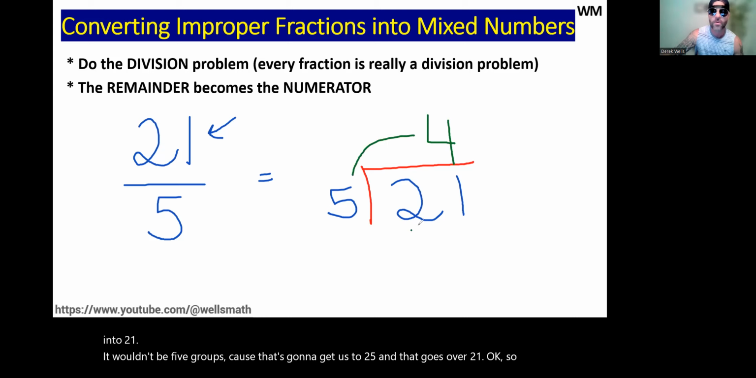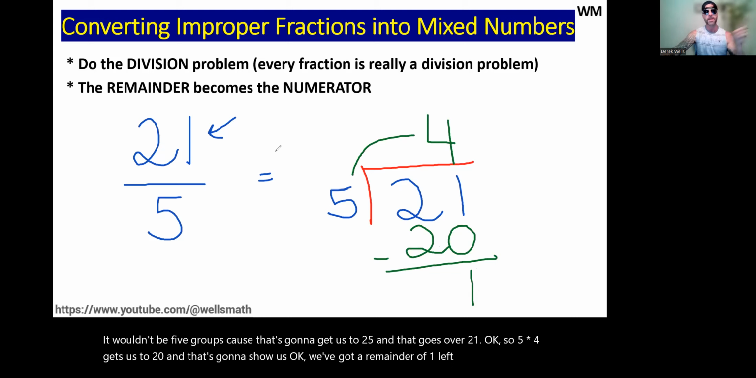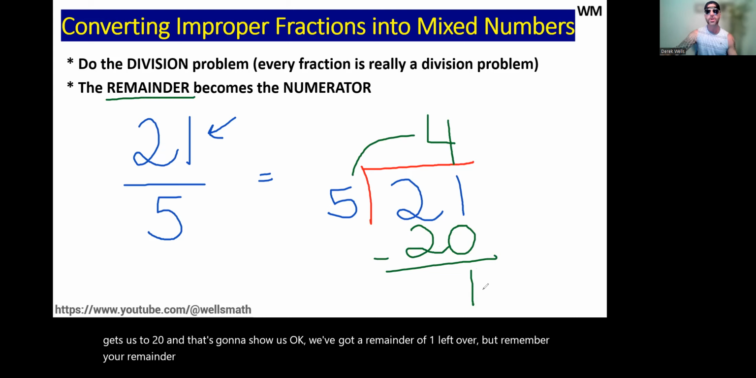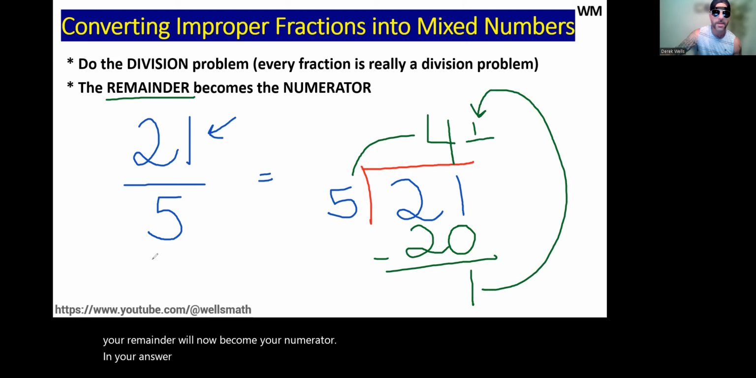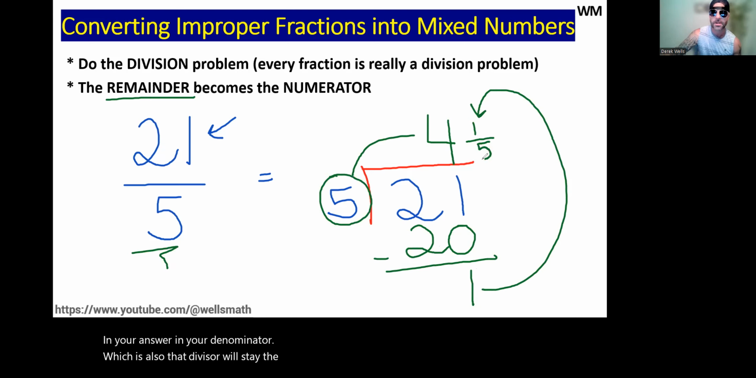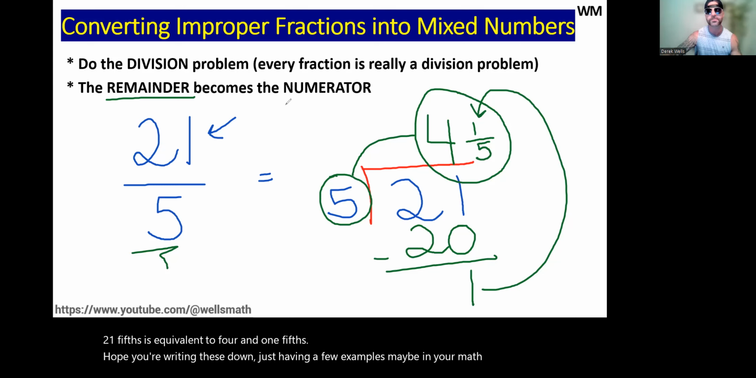So 5 times 4 gets us to 20, and that shows us we've got a remainder of 1 left over. Remember, your remainder will now become your numerator in your answer, and your denominator, which is also that divisor, will stay the same. 21 fifths is equivalent to 4 and 1 fifth. I hope you're writing these down, maybe in your math notebook or in your notes, because having a few examples can really help you go back and look at things.